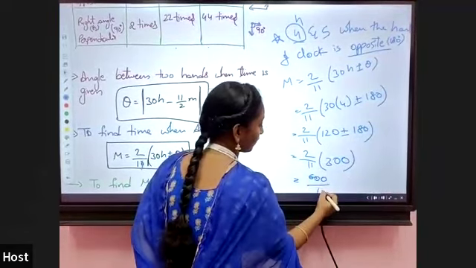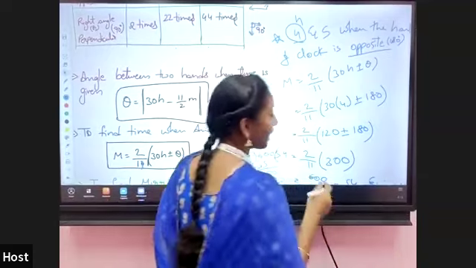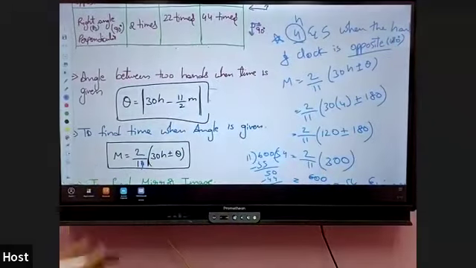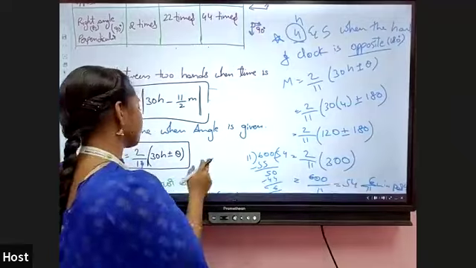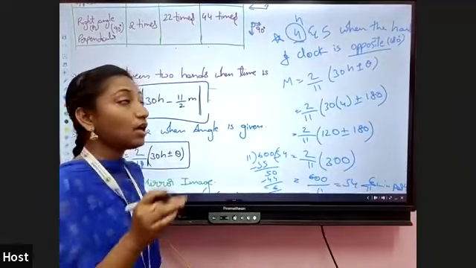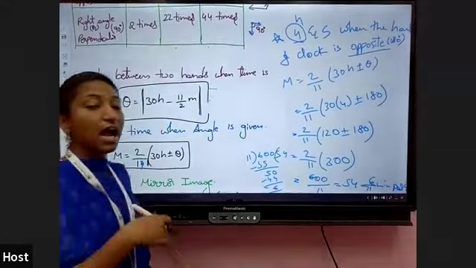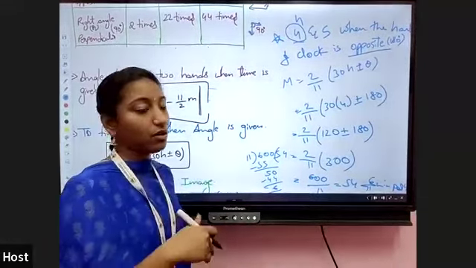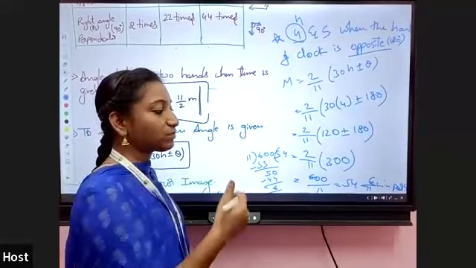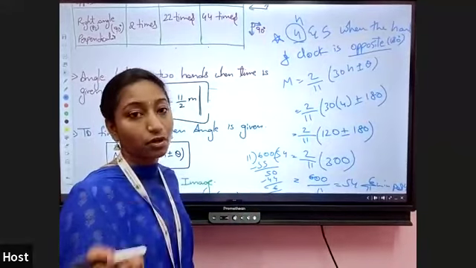54 6 by 11 minutes past 4. We should use past 4. Why? Because here past means the completed time. So between 4 and 5 means the time should be after 4 and before 5. So we should use 54 6 by 11 minutes past 4, not 5.